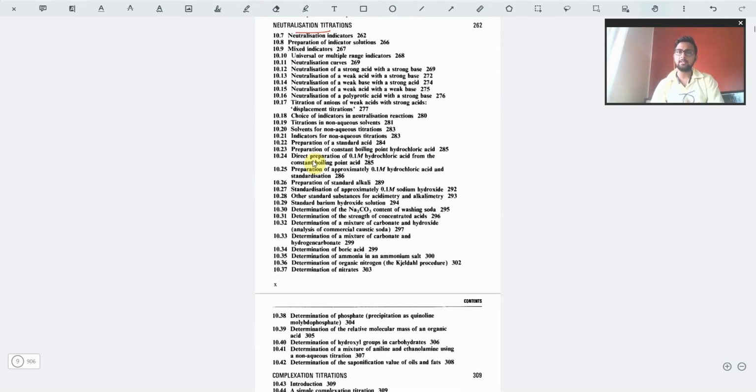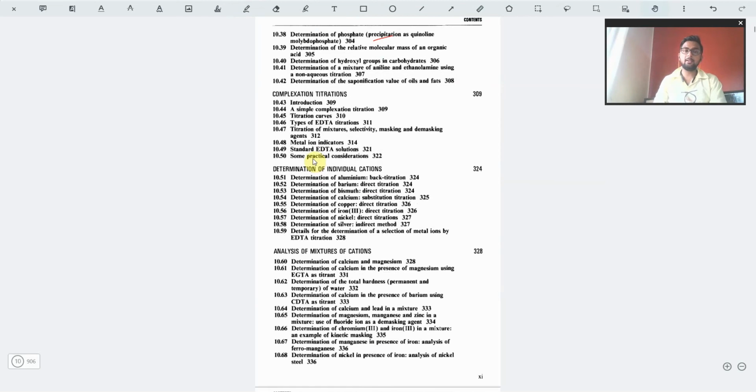You can see what kinds of titration are given to you, such as the acid-base neutralization titration. Then we have all kinds of acids, like boric acid, ammonium salt, nitrate, phosphates. Then we have alkali, preparation of alkali, then standardization of hydroxide, then Na2CO3 content in washing soda. So all these kinds of neutralization titration are given to you quite properly.